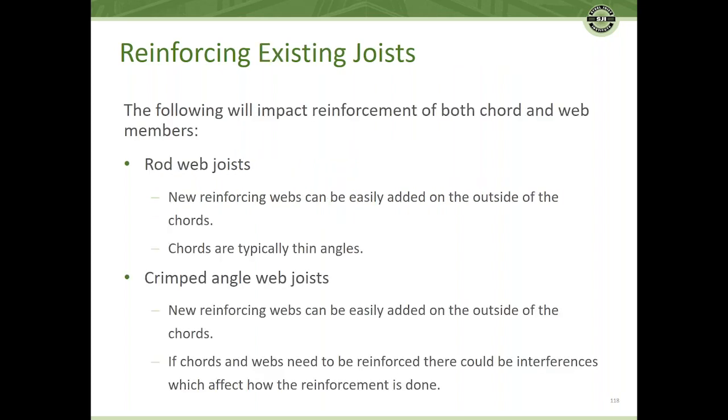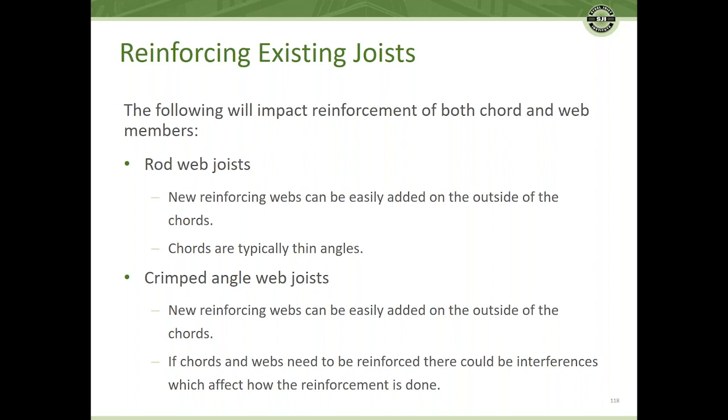When we're reinforcing the existing joists, reinforcing webs can be easily added on the outside of the chords, like we demonstrated, and chords are typically thin angles. So make sure that when you're adding the welds, the welds are not so big that they're going to be difficult for those thin chords to handle. So typically on a rod web joist, a maximum of a 1/4 inch fillet, even a 3/16 fillet is probably more appropriate, but a maximum of a 1/4 inch fillet is probably appropriate.